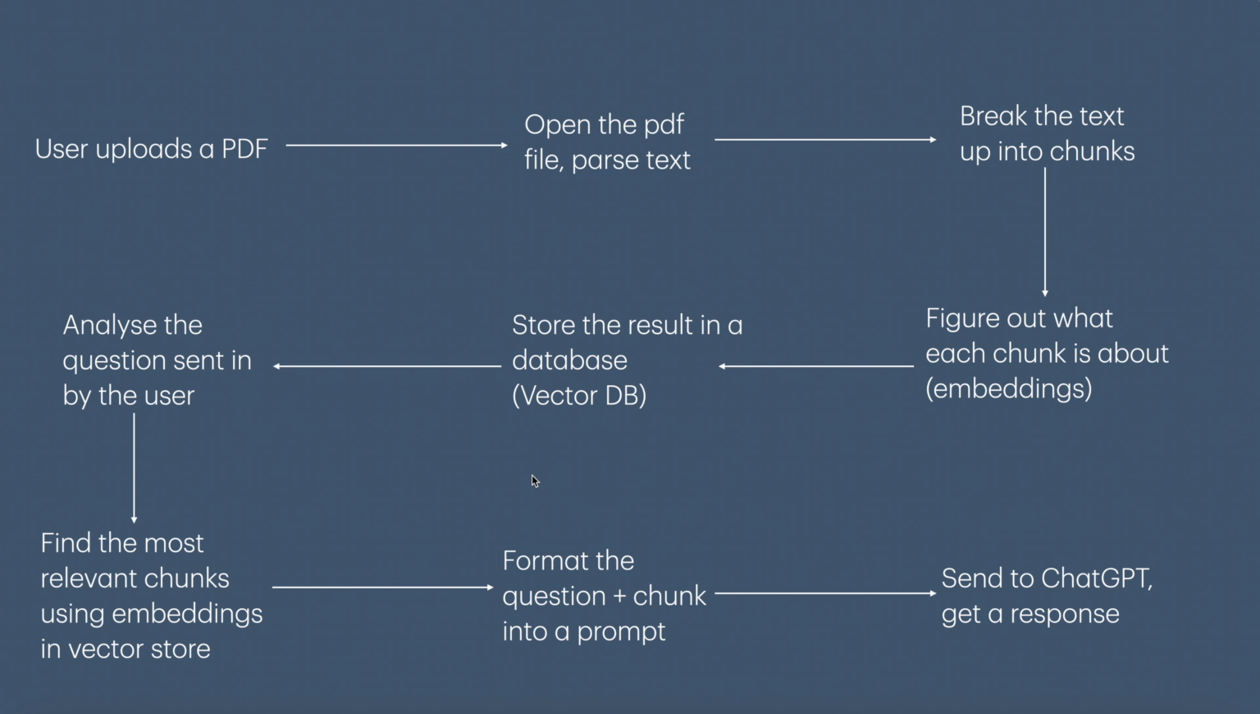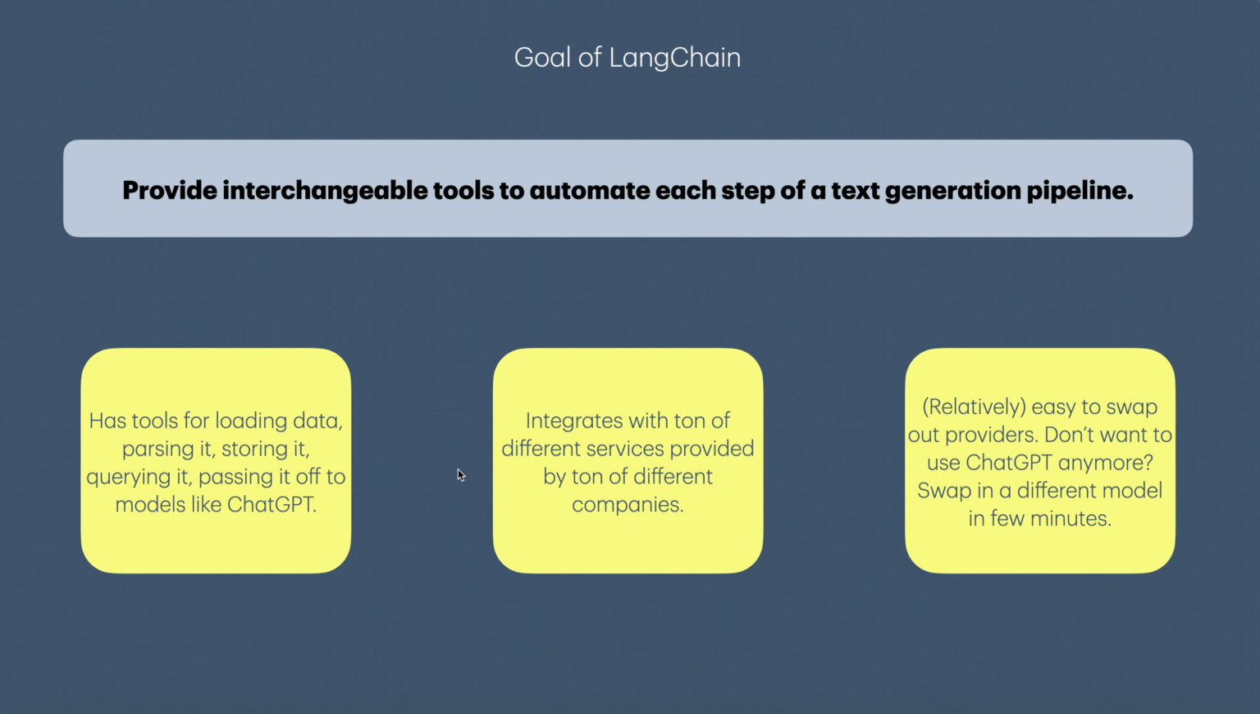The reason we use LangChain is that it gives us this set of interchangeable tools, really interchangeable classes, that help us automate each step in the text generation pipeline, like the one being used inside of the PDF.ai app. So LangChain has tools for loading data, parsing it, creating embeddings, storing these embeddings, querying these embeddings, fetching them, and eventually sending them off to ChatGPT. We get a set of tools for integrating with a ton of different databases and data storage platforms, just about anything you can imagine.